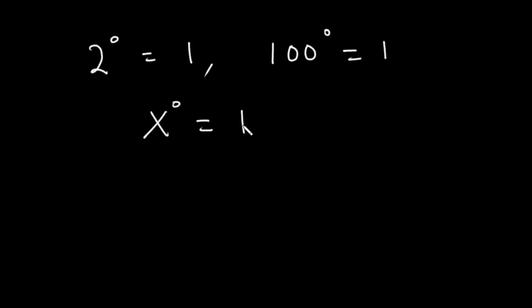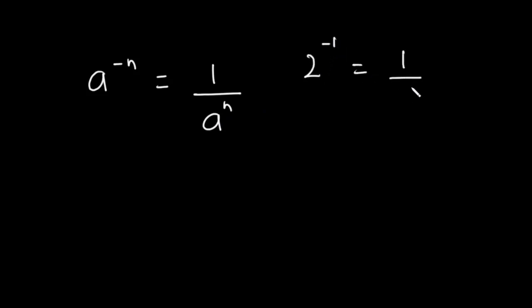So let's say we have 2 exponent 0, it is equal to 1. Let's say we have 100 exponent 0, that is equal to 1. If you have x exponent 0, it is equal to 1. And then if you have a exponent 0, it is equal to 1. The next on the list is the negative index, the rule that talks about the negative index.